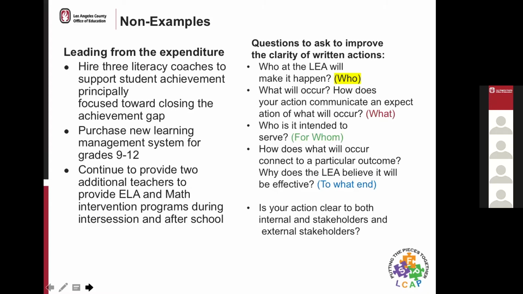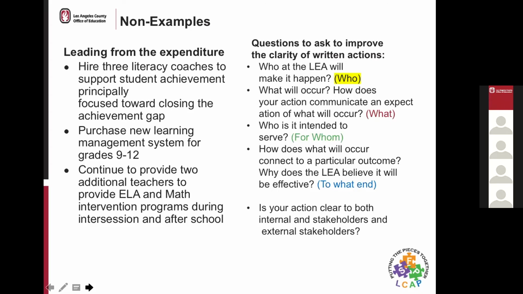So take a moment to review these three bulleted non-examples and run through that sentence frame in your mind to see if you can determine how that action might need to be improved. Does it contain the elements who, does what, for whom, and to what end? As you're looking at that, what do we see? What we see is a representation of the tendency to want to describe what is being funded rather than describing the action as what is being implemented.